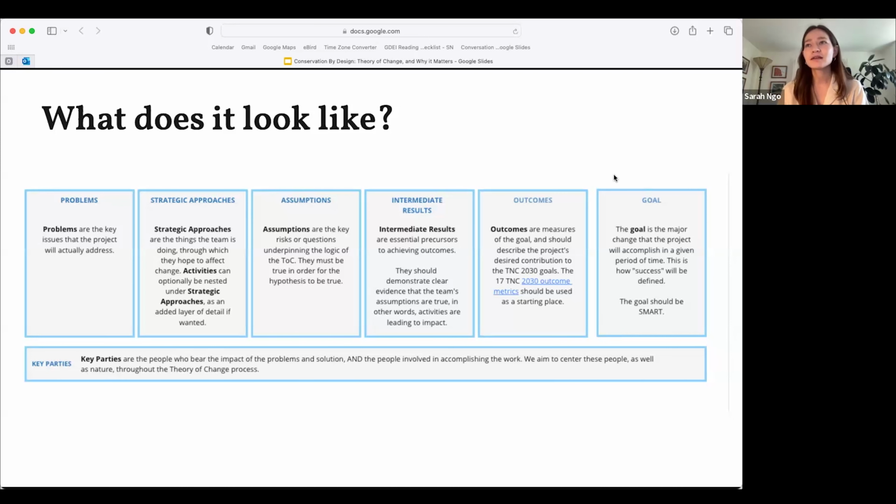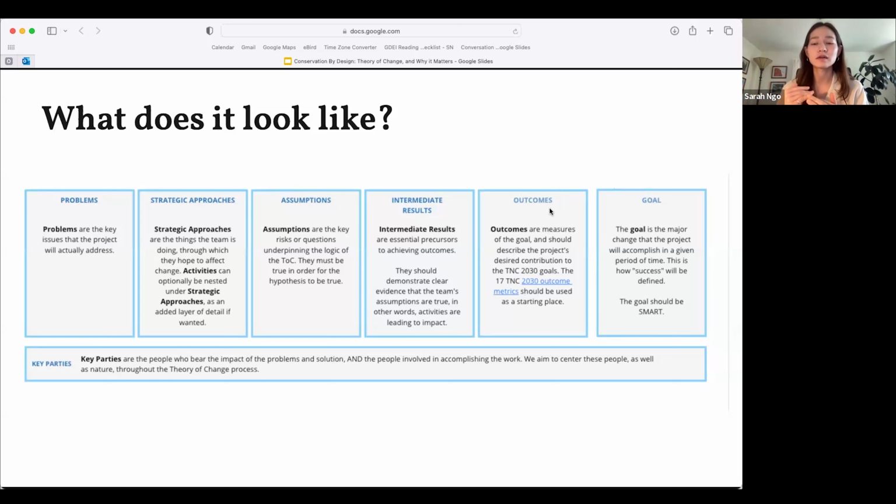Skipping over to the other side here, together the goal and the outcomes articulate where the team is trying to reach, what is the ultimate goal. The goal statement is that visionary high-level summary, and the outcomes are a way of making that goal really measurable.